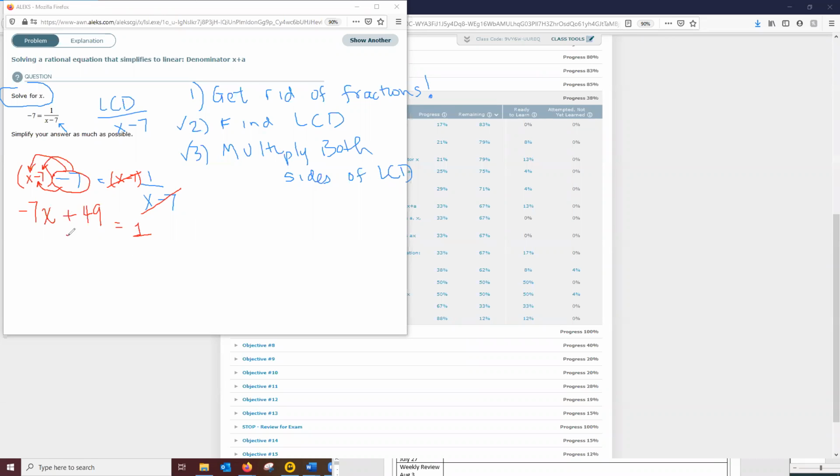Well, now let me go ahead and subtract 49 from both sides of this equation. I want to solve for x now. I've gotten rid of the fractions. So it looks like I have negative 7x equals negative 48. Last step is to get x by itself. I'm going to divide both sides by negative 7. Cancels out. Looks like I'm ending up with x equals 48 over 7 as the solution. It does say simplify your answer, but this fraction 48 over 7 is simplified, so that's going to be the final answer for this one.